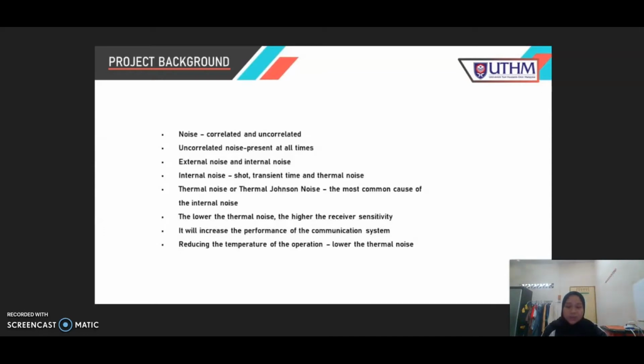In order to lower the thermal noise, we need to reduce the temperature in our operation.